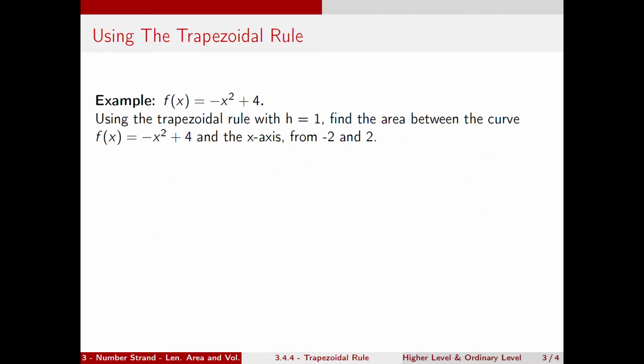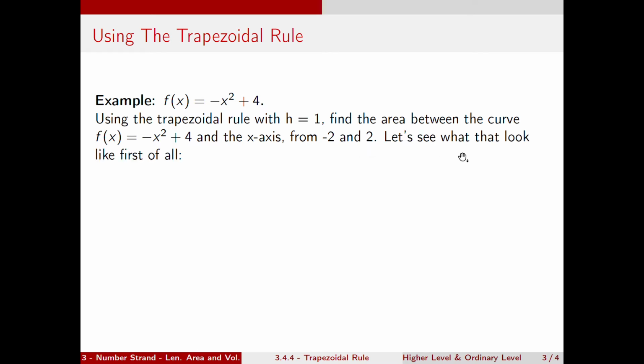So the trapezoidal rule is best seen when we look at an example. So let's say we're given the function f of x is equal to minus x squared plus 4. And we're asked to, using the trapezoidal rule with h equal to 1, find the area between the curve f of x is equal to minus x squared plus 4 and the x-axis from minus 2 to 2.